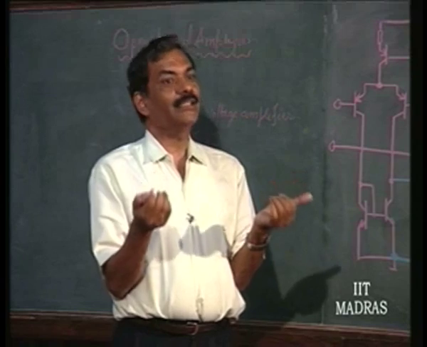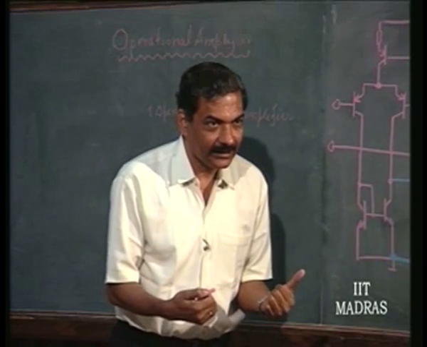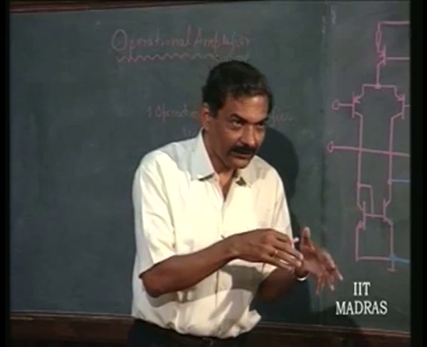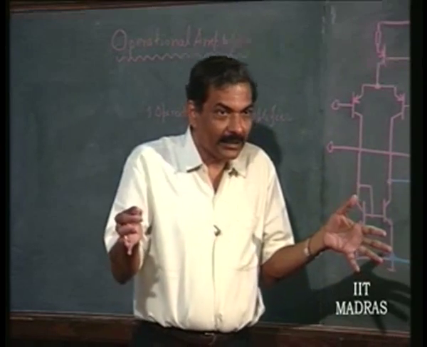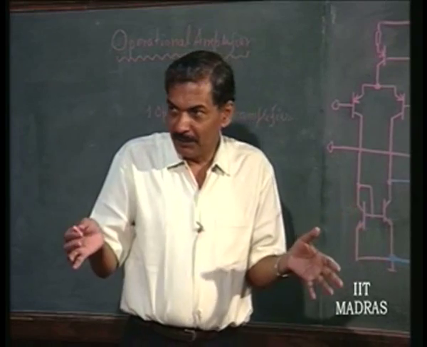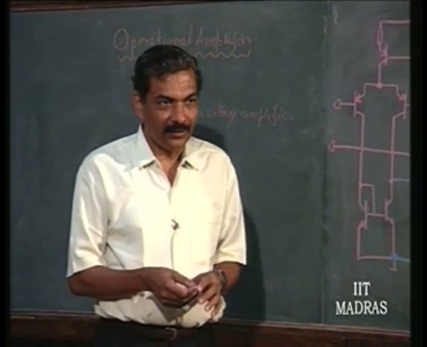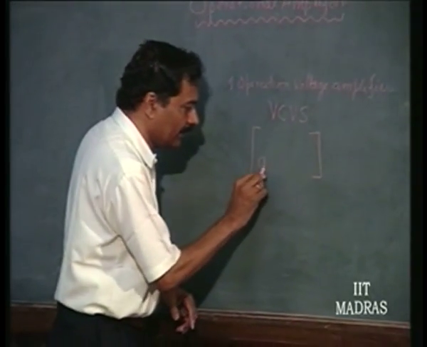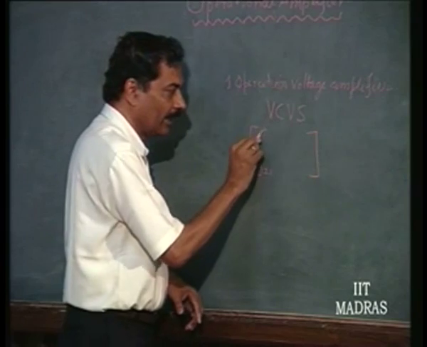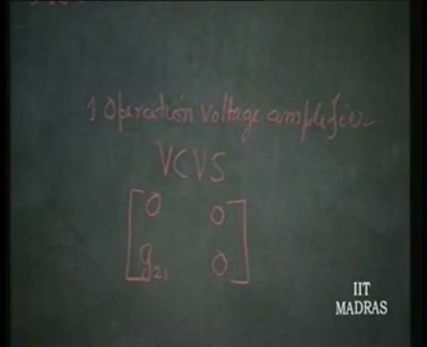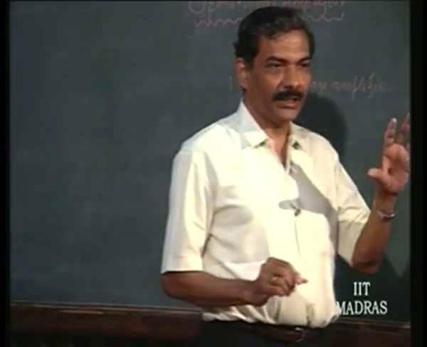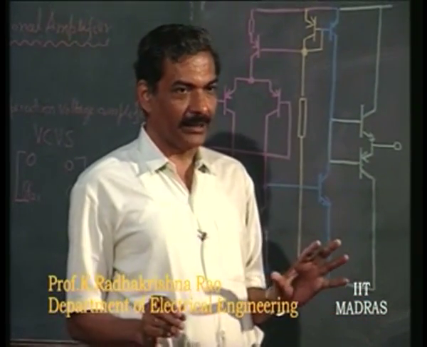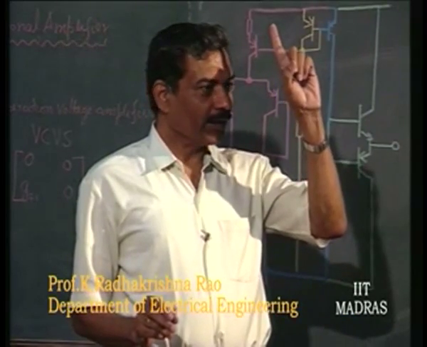We have discussed this in the feedback. In order to get a VCVS, we have to give H feedback, but the resultant parameter, which is going to be very near the ideal parameter, is the G parameter. So, this is going to be G21, and this is 0, this is 0, this is 0. So, an ideal voltage controlled voltage source cannot be represented in any other parameter other than G parameter.